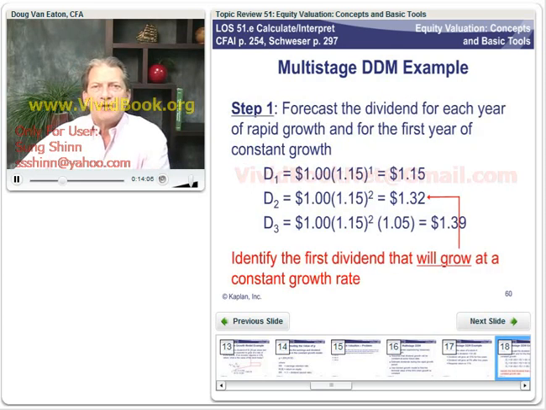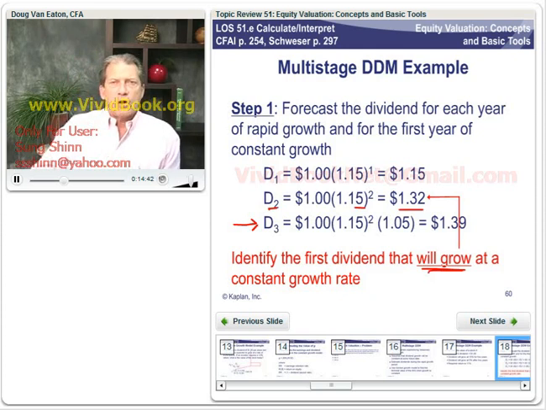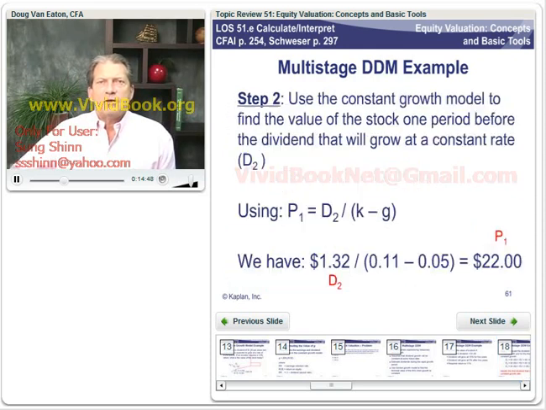Well, we have to identify the first dividend that will grow at a constant growth rate. Now, you'll see in many finance textbooks that in order to solve this problem, they'd take it out to D3 and use that in the constant growth model. But that's really an extra step that you don't need to do on the exam. What you need to identify is the first dividend that will grow at a constant rate. So even though D2 is the result of a second year of 15% growth, that dividend of $1.32 looking forward will grow at a constant rate of 5% after that. So here's how we can solve this.